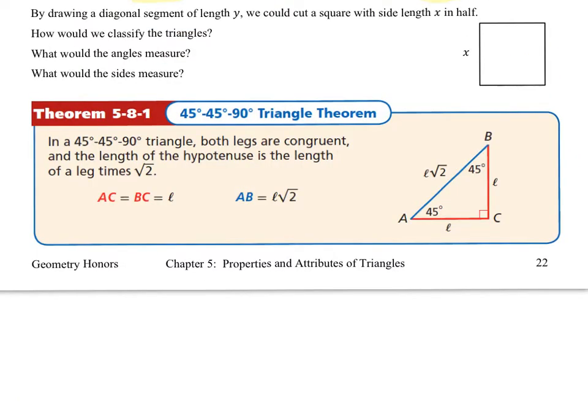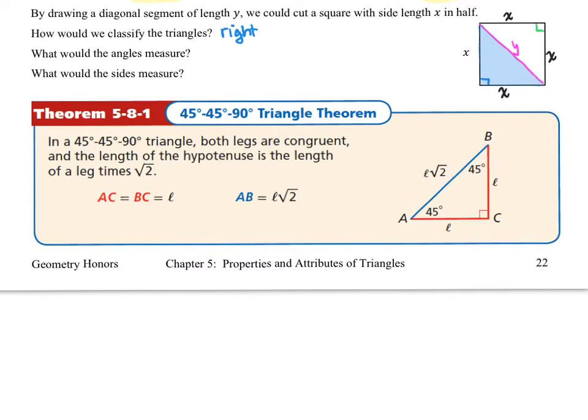By drawing a diagonal segment of length y, we could cut a square with side length x in half. We know that a square has 4 right angles. I'm just going to draw 2 of them in here. So if we look at these 2 as separate triangles, then both of these triangles could be classified as right triangles. We also recognize that with a square, all 4 side lengths are exactly the same.